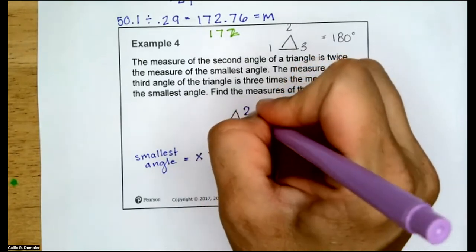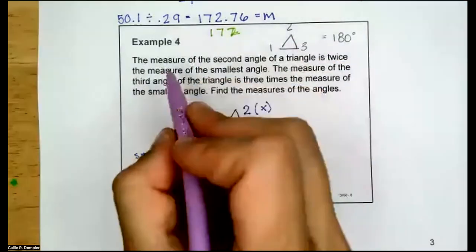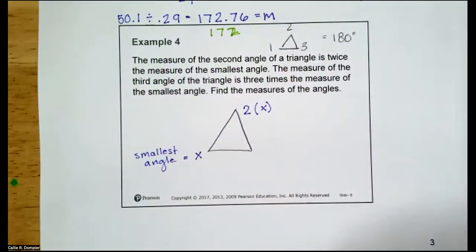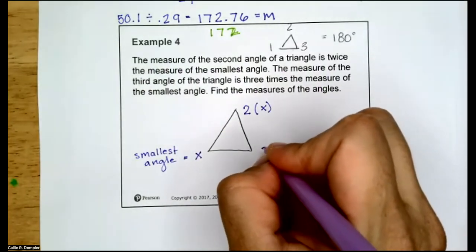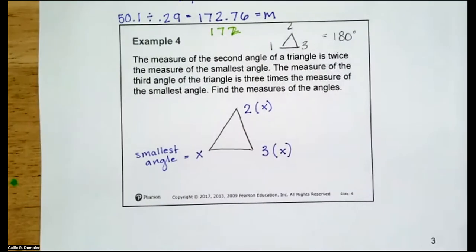So twice whatever the smallest angle was, which we decided was x. The measure of the second angle of a triangle is twice the measure of the smallest angle. The measure of the third angle of the triangle is 3 times the measure of the smallest angle. Is that okay? Are you okay with how I got that? Find the measure of the angles.